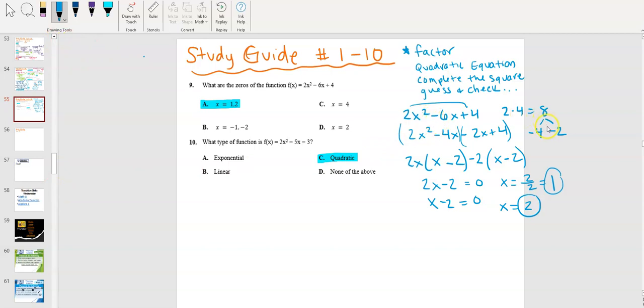I multiplied A and C. I got my terms. I grouped. I found my GCFs. And then I found the zeros, right? So I set each binomial to 0 and I solved. And that's how we got A.